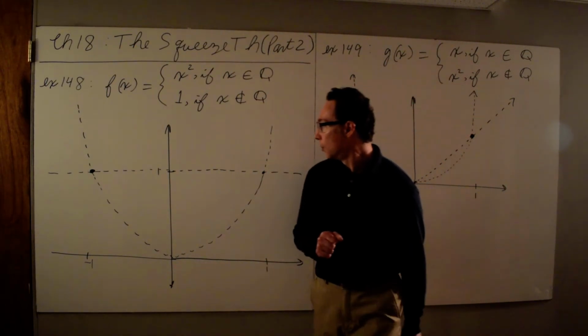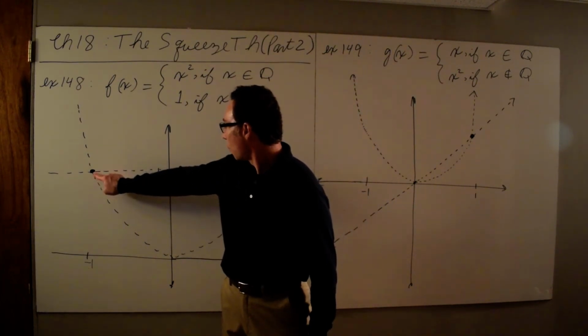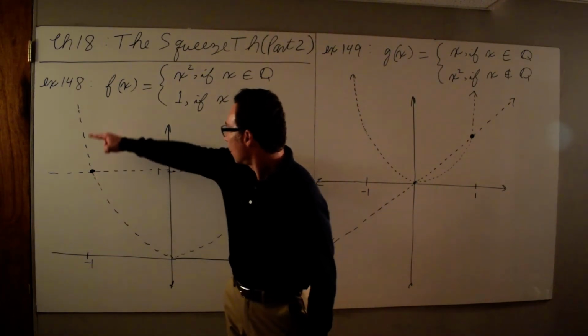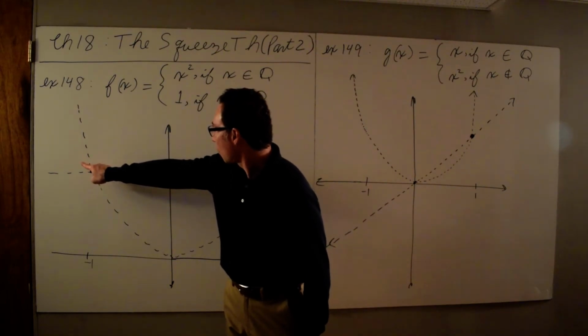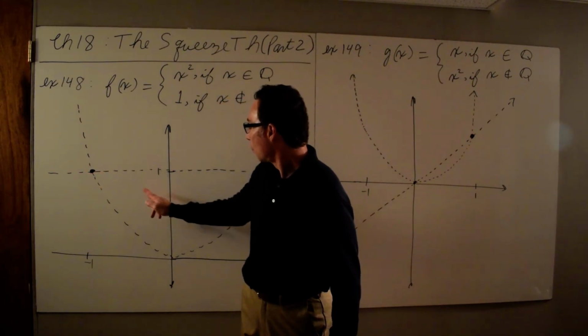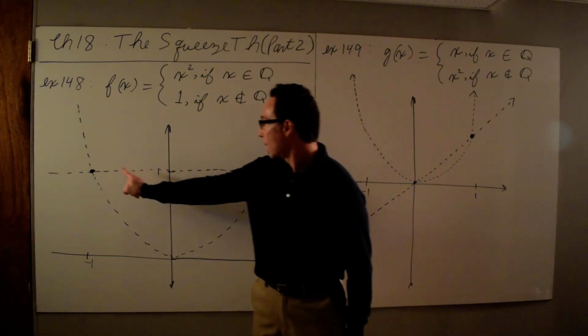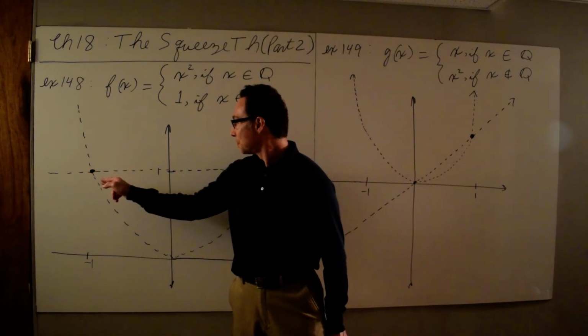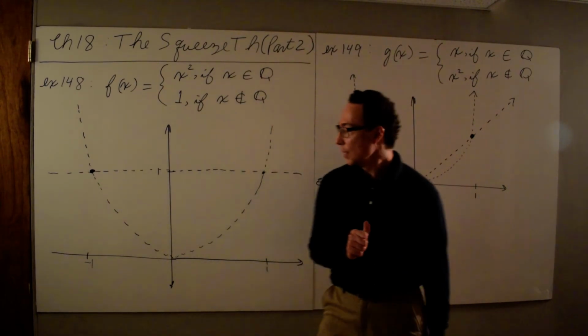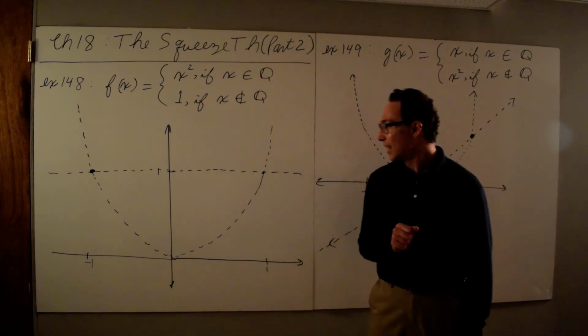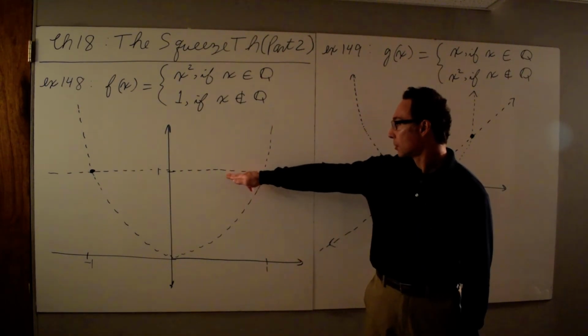Same thing is true at -1, by the way, except that when we approach from the left, the parabola is greater than the line. When we approach from the right, the line is greater than the parabola. But we still have to take left and right-hand limits here, and then we'll see that the limit as x approaches -1 of f of x is also equal to 1.